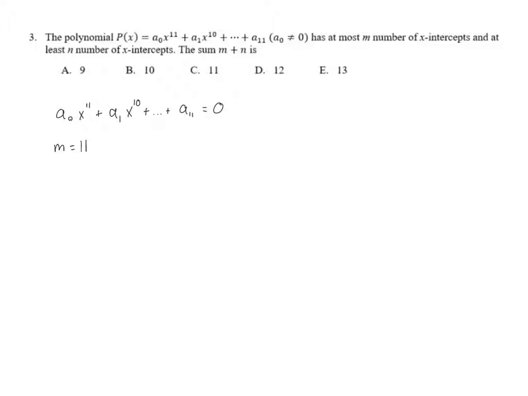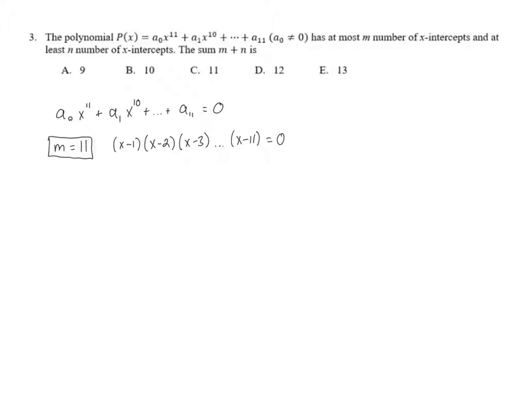You could say that this polynomial was x minus 1 times x minus 2 times x minus 3 all the way up to x minus 11 equals 0. If you went through and did all of the multiplication and expanded all of that, you would get an 11th degree polynomial with 11 distinct real solutions, which would give you 11 x-intercepts. So we can see fairly easily that m equals 11.